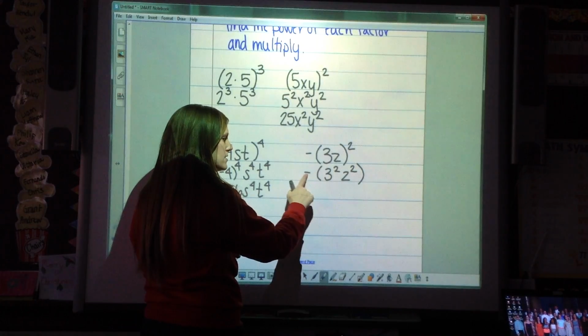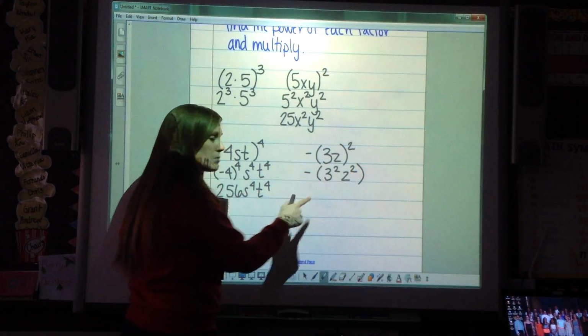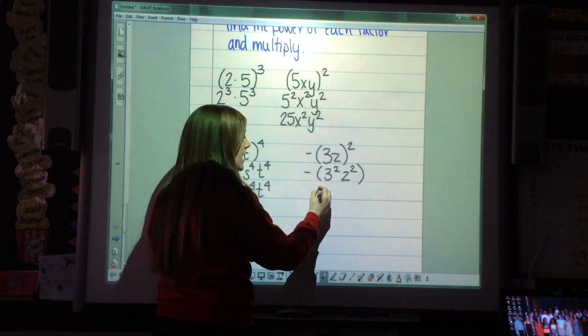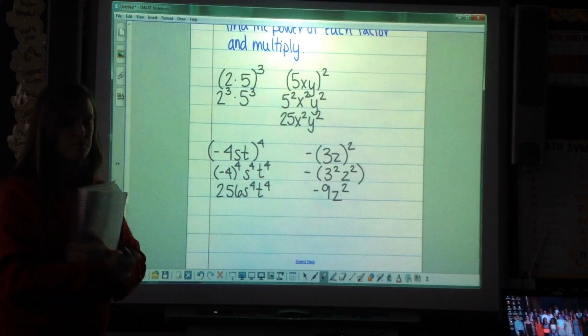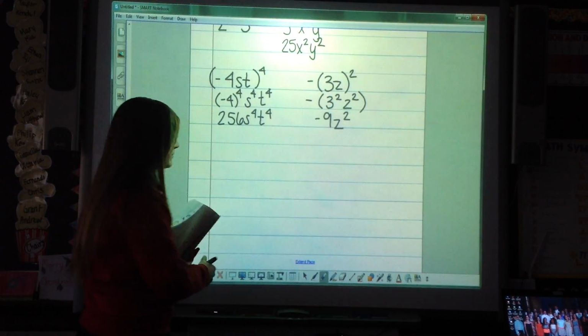1 on the outside. This is negative 1 times 3 squared. Well, 3 squared is 9. So negative 1 times 9 is a negative 9z squared. Okay. I have 4 for you to try.